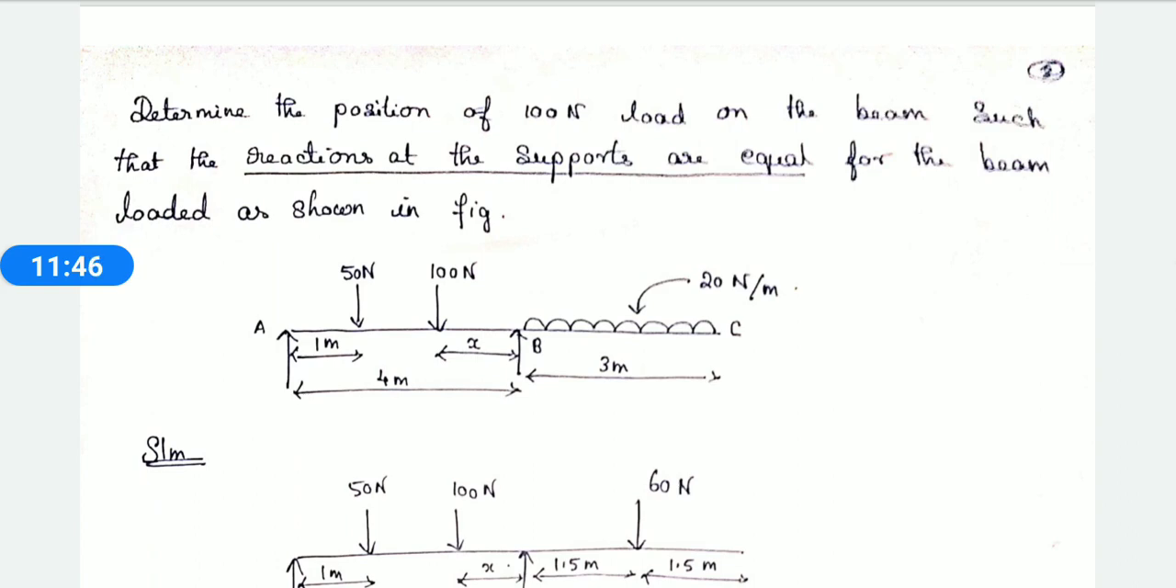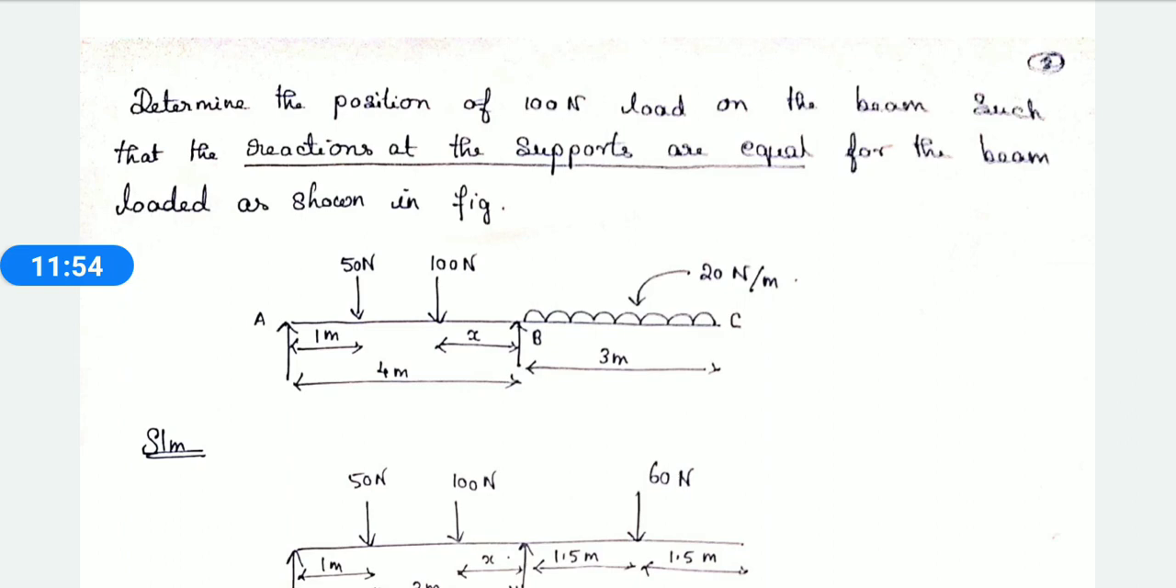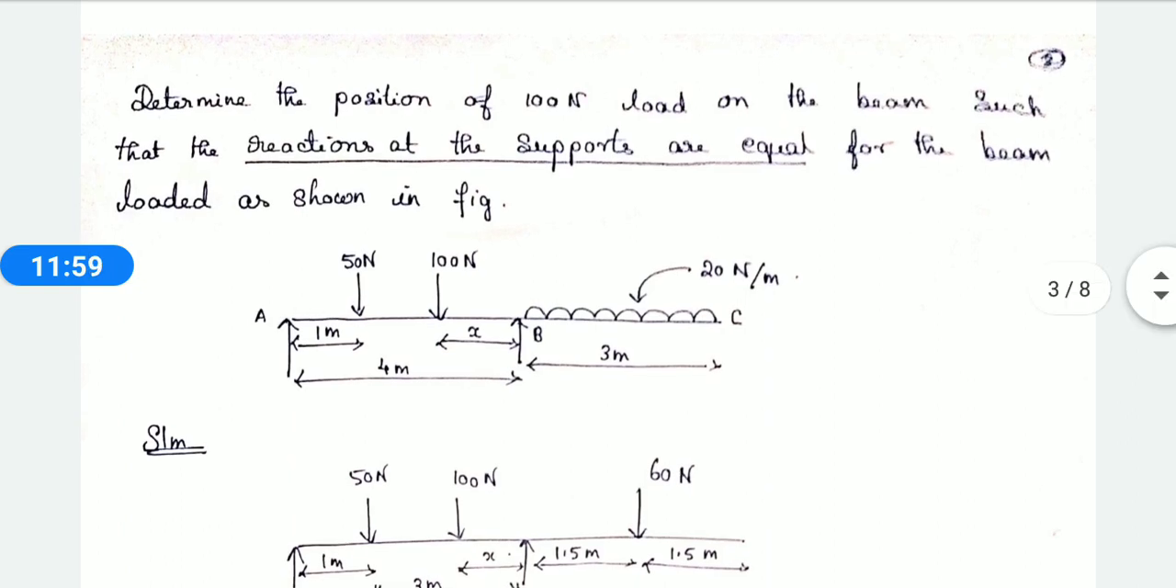Okay. See, it is same like your previous sum, but there is only one thing. See the beam, it is not supported on C. That means it is simply supported at A and B, and it is overhanging between B and C. Nothing to worry, continue the same procedure like your previous problem.